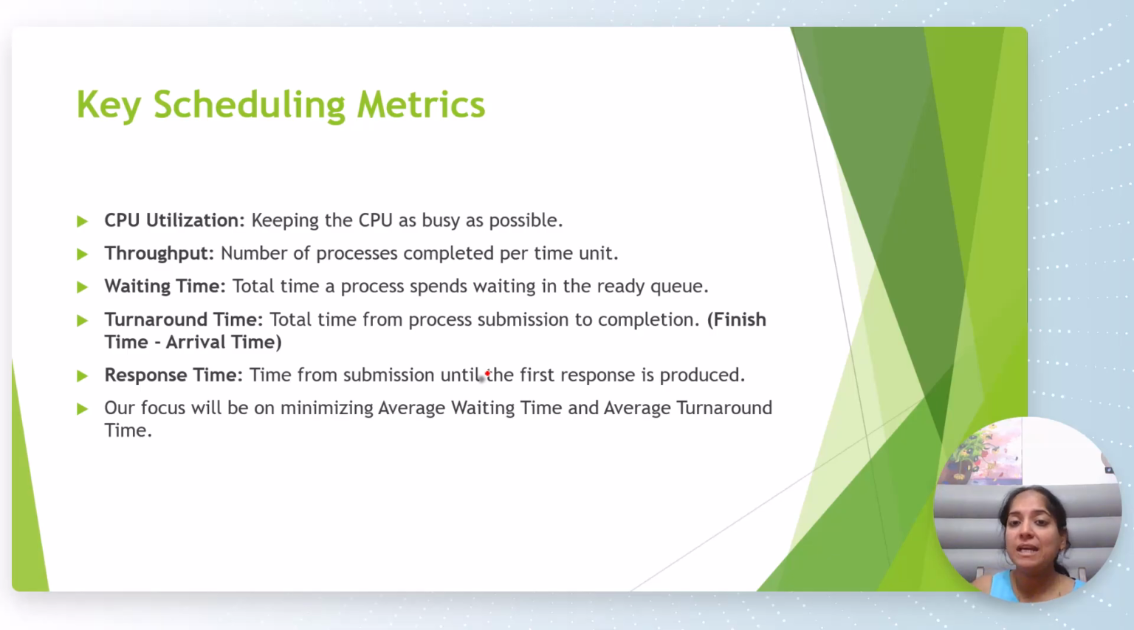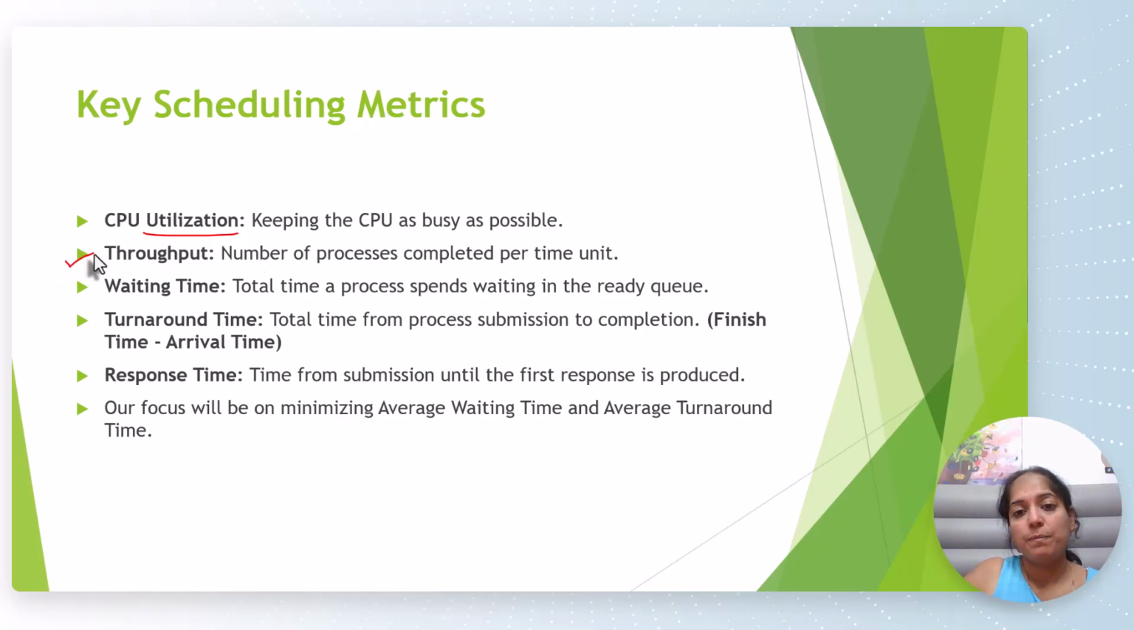So, how do we determine which scheduling algorithm is good? Basically, there are some scheduling metrics which we use to identify which scheduling algorithm is good, which one we should use. The first is CPU utilization. Our ultimate purpose is to keep the CPU as busy as possible. So the algorithm which keeps the CPU most busy is the better one. The idle time of the CPU should be as little as possible.